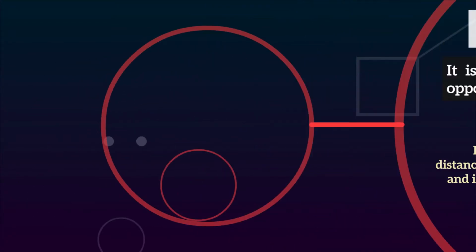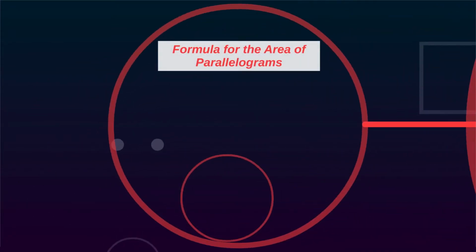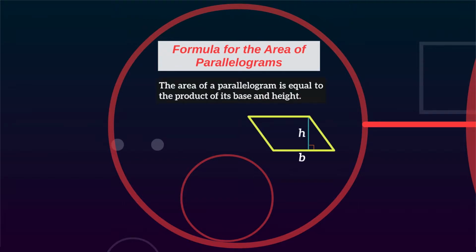Now that we know what parallelograms are, let's study the formula for area of parallelograms. It's pretty simple. The area of a parallelogram is equal to the product of its base and height. Find the base and height, then multiply them, and you have the area. In symbols, we have A equals BH, where B is the base and H is the height.